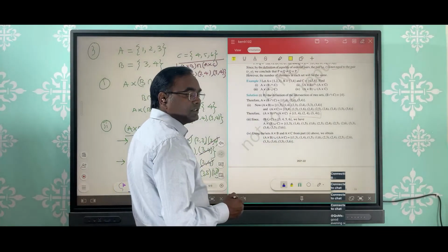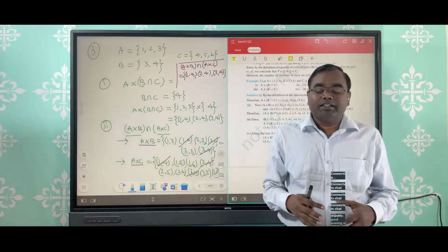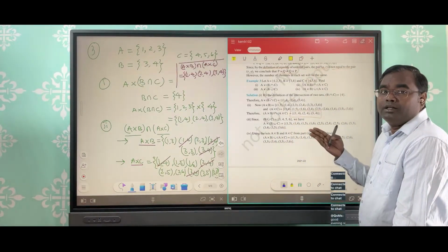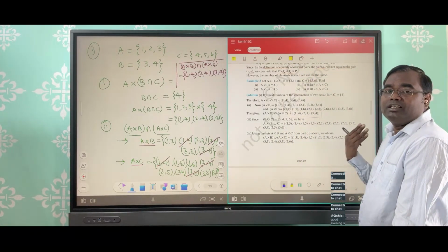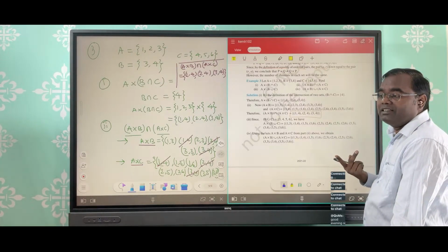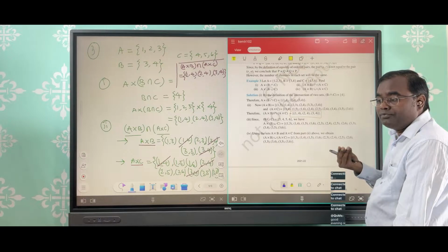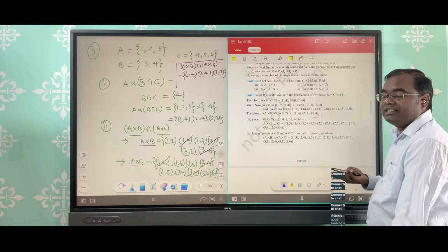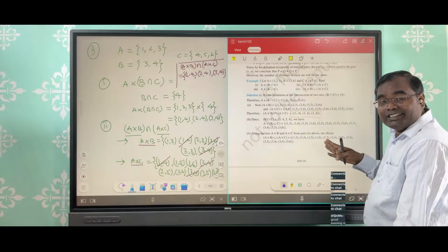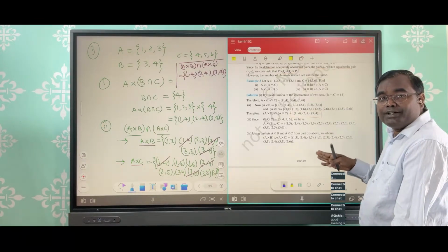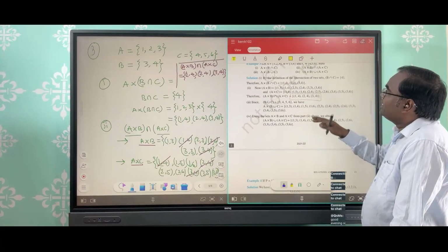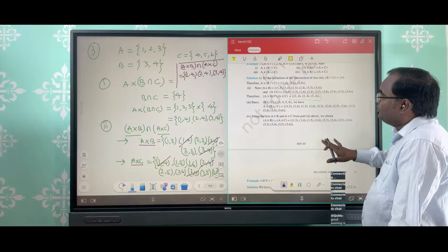Okay. So in this way, you can calculate the cross sections, union, and all. So you can imagine here how the knowledge of sets is useful in finding the Cartesian products and paired elements, pair numbers. Okay. So similarly, you can calculate 3 and 4. I am leaving this for you.